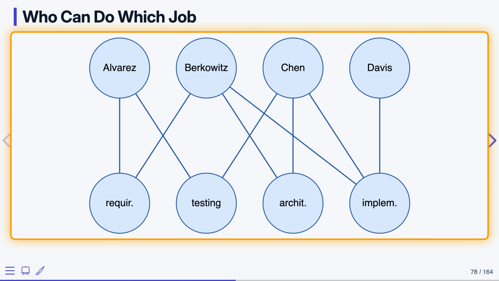This is the first picture. The top row holds 4 employees, Alvarez, Berkovitz, Chen, and Davis. The bottom row holds 4 jobs, requirements, architecture, implementation, and testing. A line means that employee is trained to do that job. Read one row. Berkovitz has 3 lines, so Berkovitz can do requirements, architecture, or implementation. Now read Davis. Davis has only 1 line to implementation. That single line will matter, because if we want everyone working, Davis must get implementation.